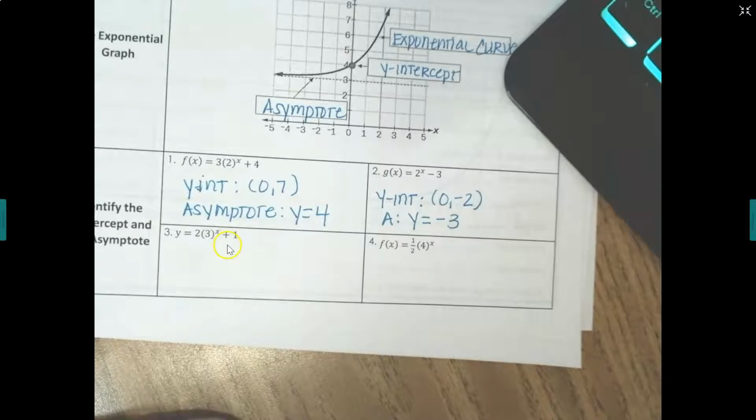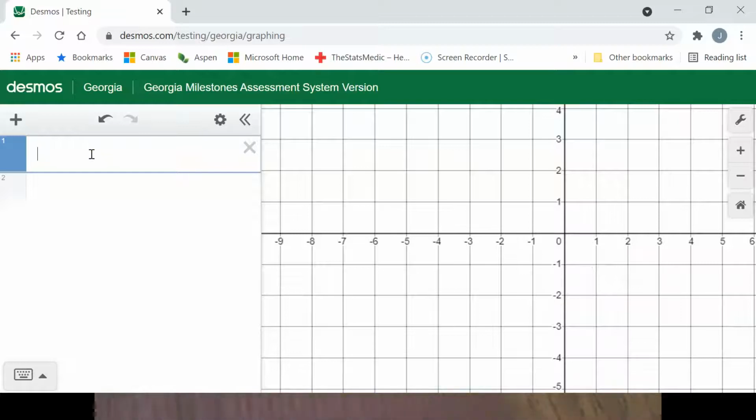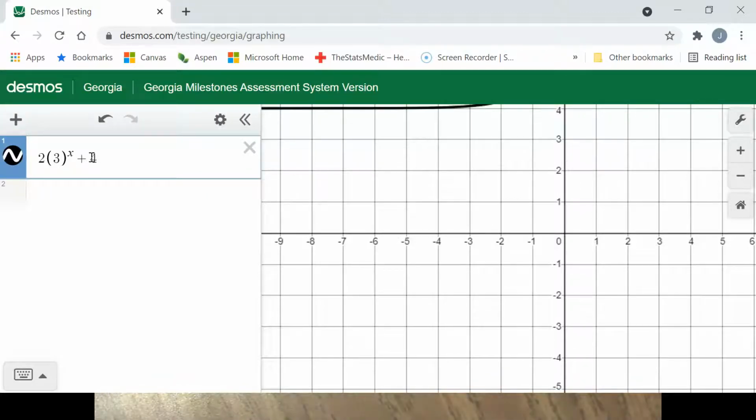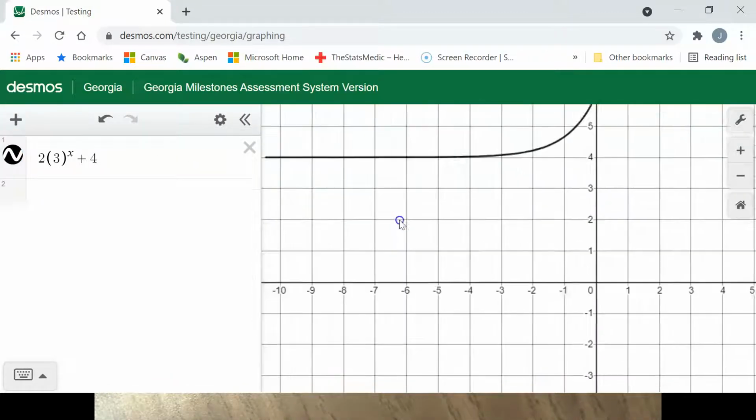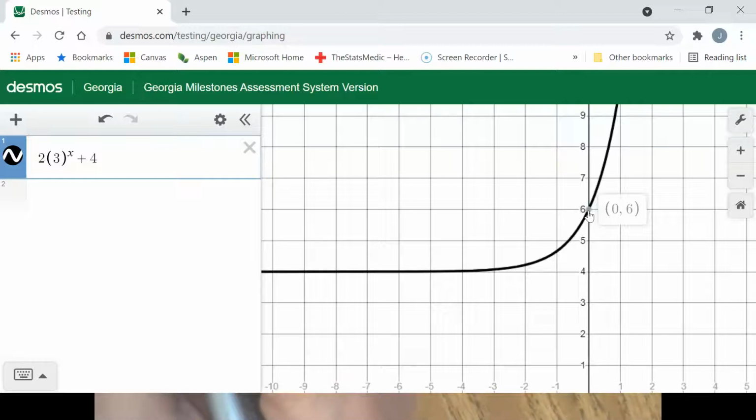So we're going to put this number 3 into Desmos. Okay, so we have 2 times 3 to the x, and then plus 4. So let's take a look. I'm going to move around a little bit. We want our y-intercept. Well, that's right there. You can see it's at (0, 6).